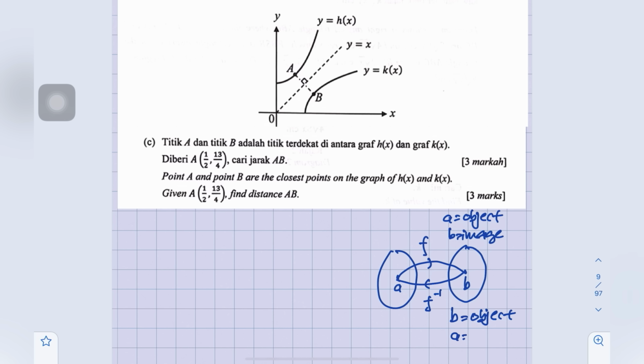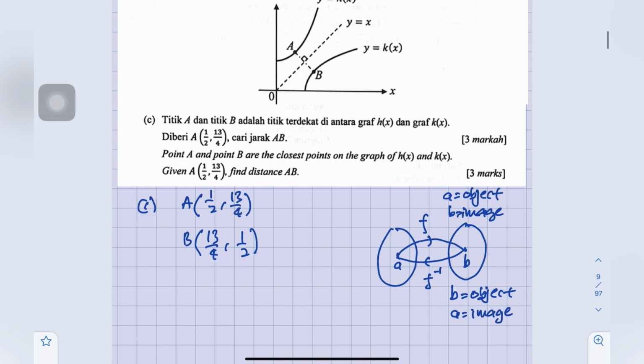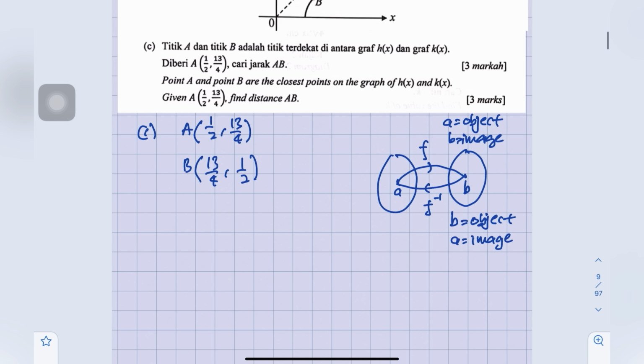So A's image is inverted. Okay, so now in this situation, if we have A as 1 over 2, 13 over 4, we can find B, the opposite: 13 over 4, 1 over 2. The coordinates are swapped. Okay. So then you can find the distance of AB. Distance of AB by using the formula of distance: square root of x2 minus x1 squared plus y2 minus y1 squared.